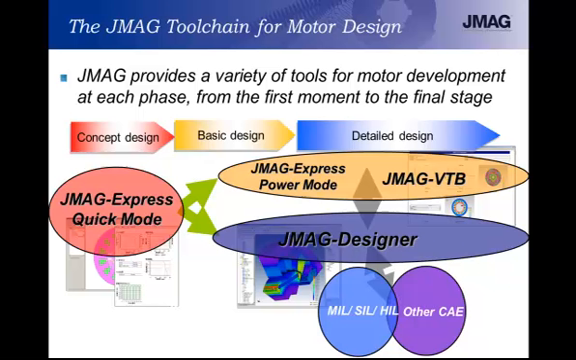All these tools can also work with JMAG VTB or Virtual Test Bench. Virtual Test Bench is a tool that can apply an analysis scenario to a model, and we'll learn a little bit more about this when we examine JMAG-Express Power Mode. JMAG Designer can also work with the model-in-the-loop, software-in-the-loop, and hardware-in-the-loop simulation systems and other CAE software. So as you can see, the JMAG Toolchain allows a lot of flexibility and a very comprehensive system for complete system modeling.